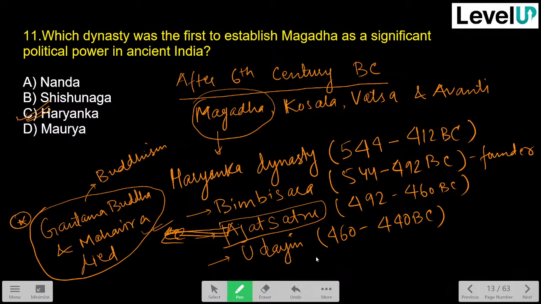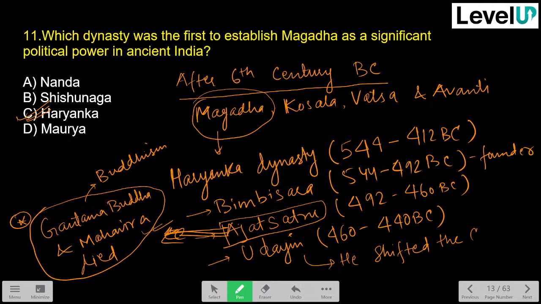What was the significance of Udayin? Questions like what I am writing here can be asked by making a different question. He shifted the capital. So you can be asked who shifted the capital from Rajgiri to Patliputra. The answer would be Udayin.